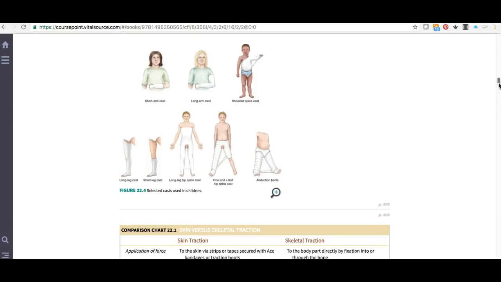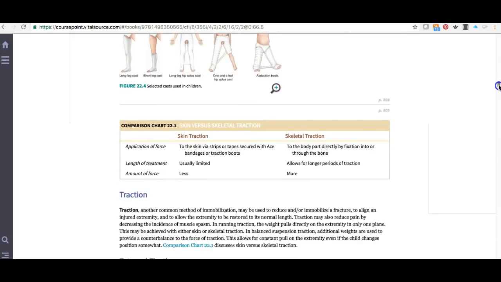Here's a good example of some casts. There's a short arm cast, long arm cast, and all of these are injury dependent. So it just depends on what your injury is as to what kind of cast you get. Femur fractures, they get the biggies. Pelvic fractures, if they're bad enough.